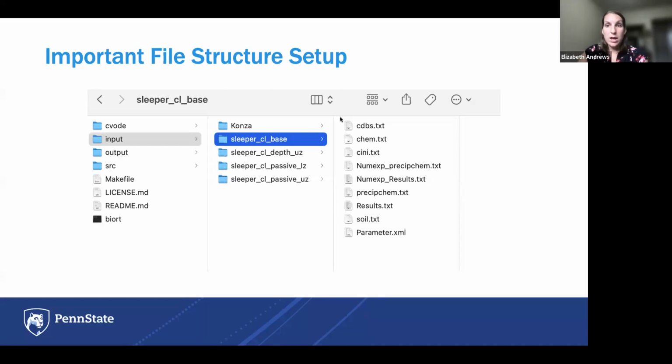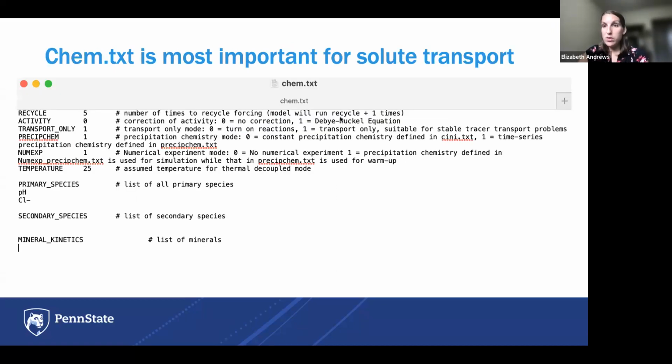Okay, now we're going to walk through each file step by step because they are super important for getting this right. Most important for solute transport is the chem.txt file, because this is what we tell the model we want it to do. Line by line, the first line is recycle. It has a warm-up period where it takes the chemistry and the hydrology and runs it. The idea is that you get it to a point where the chemistry or the hydrology are not changing.